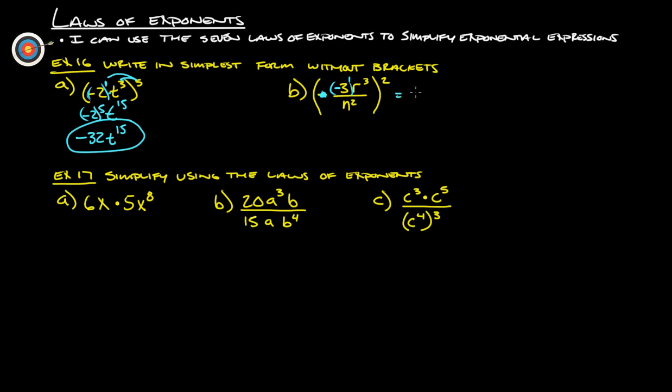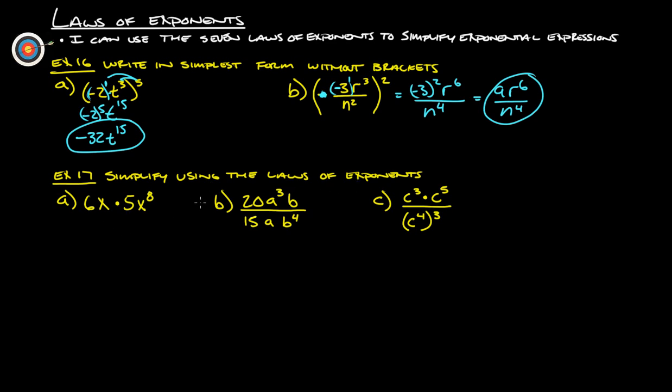So this is going to equal negative 3 squared. 2 times 3 is r to the 6th. And then 2 times 2 is n to the 4th. So really that's going to equal negative 3 times negative 3 is 9r to the 6th over n to the 4th. Okay, those do not have any brackets left, so we're good to go.